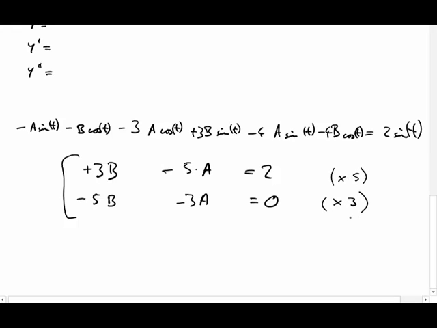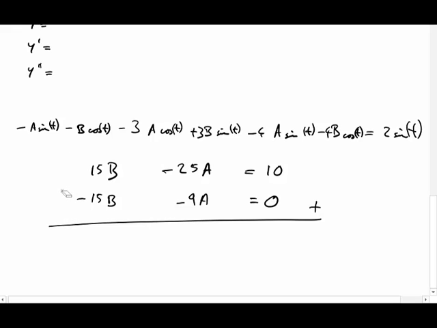Okay. So I end up with plus 15b minus 25a. Okay, equals 10. And then down here I'll end up with minus 15b minus 9a equals 0. Okay, so now let's try and solve these two things. So I'm just going to add these two together. So what do I end up with?